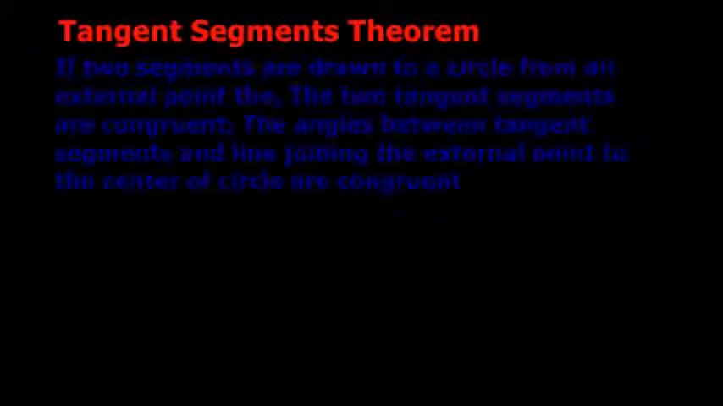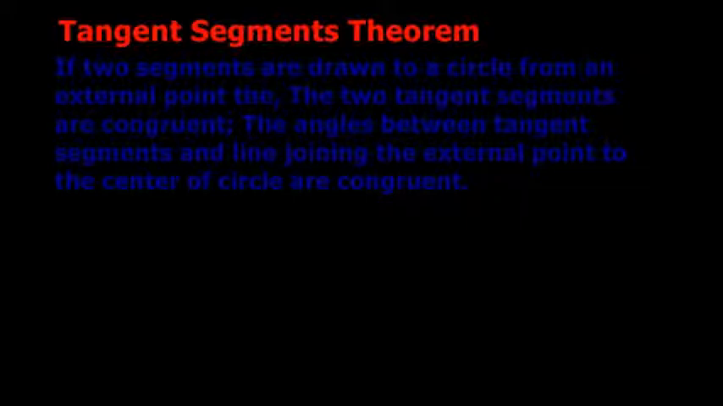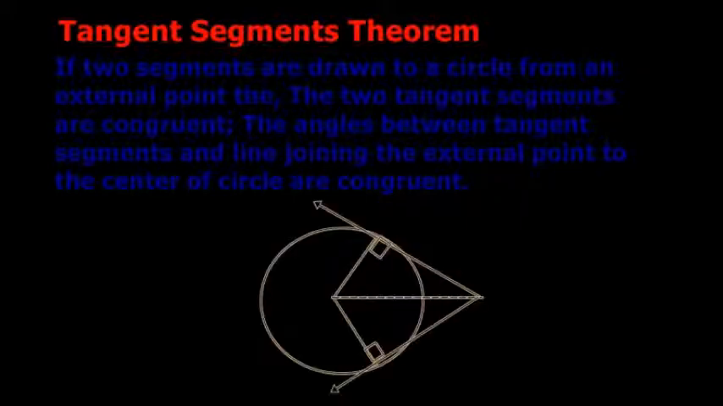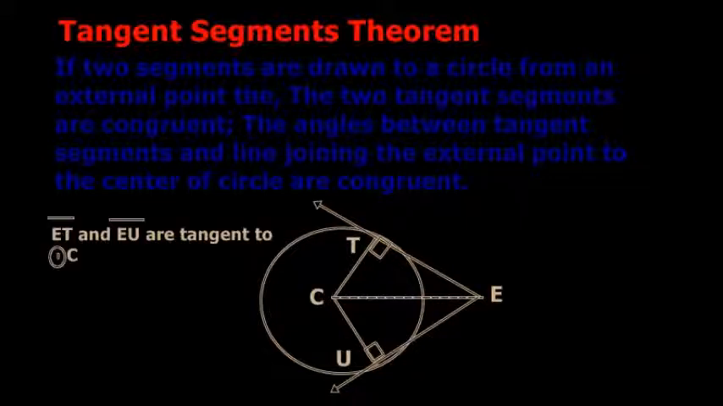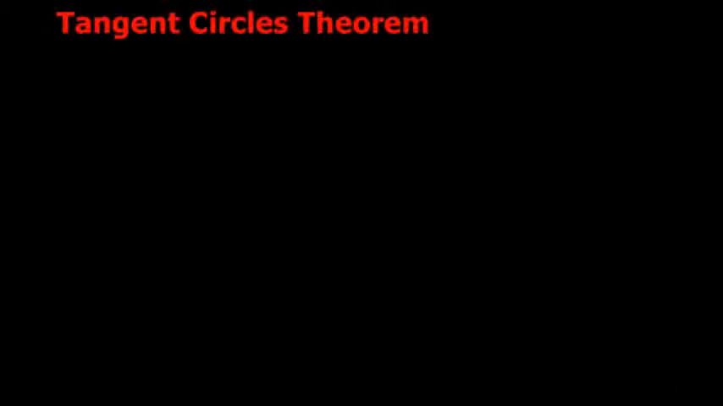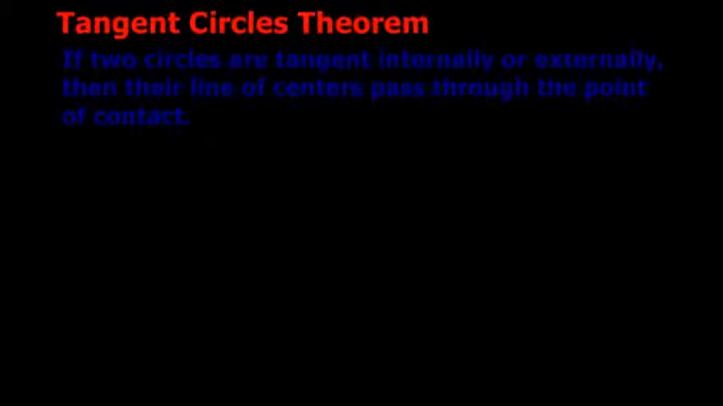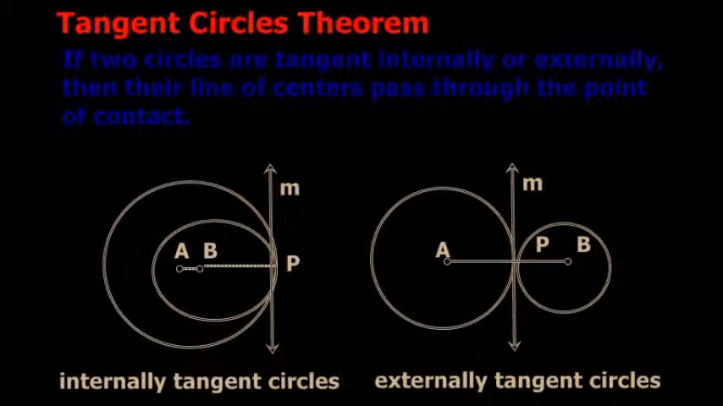Tangent segments theorem. If two segments are drawn tangent to a circle from an external point, the two tangent segments are congruent. The angles between tangent segments and the line joining the external point to the center of the circle are congruent. Line ED and line EU are tangent to circle C. Tangent circles theorem. If two circles are tangent internally or externally, then their line of centers passes through the point of contact.